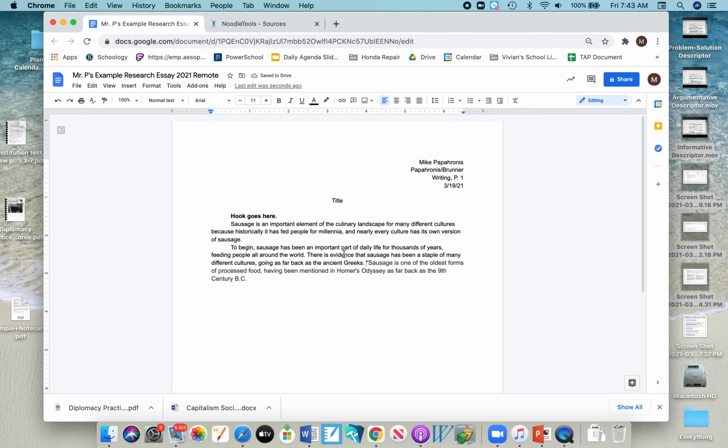Quote, sausage is one of the oldest forms of processed food, having been mentioned in Homer's Odyssey as far back as the 9th century BC. Okay, now, here's the thing. I put a quotation mark at the end, but you don't ever put a period here. The only reason this one's here is because it happens to be part of BC. I'm actually going to do that, BC, to not confuse anyone, okay?